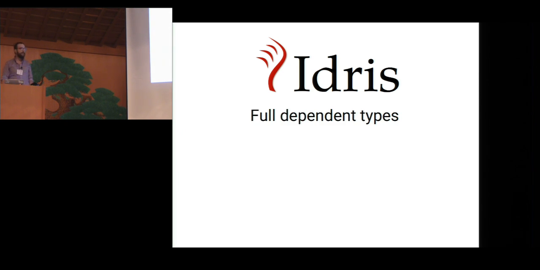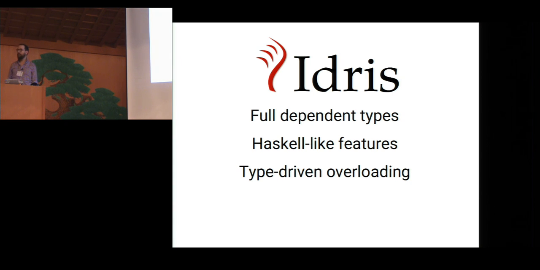For those who don't know what it is, it's very much like Agda. It has full dependent types, also many Haskell-like features, including things like type classes and do notation and that sort of thing. Unlike Haskell, it has pervasive type-driven overloading, because when you're doing dependently typed programming, you end up making a million different kinds of index lists, and it's nice to use square brackets for all of them.